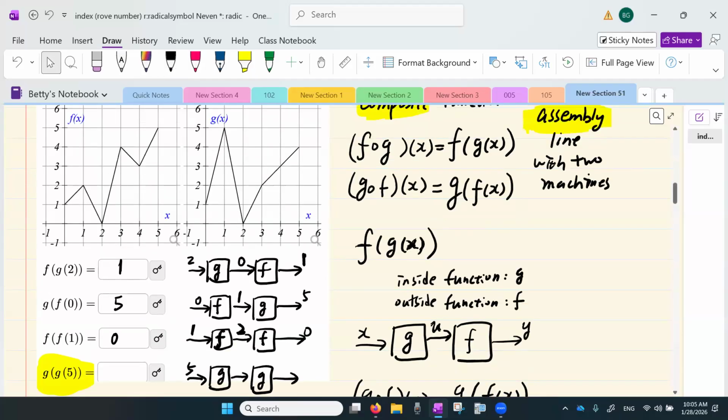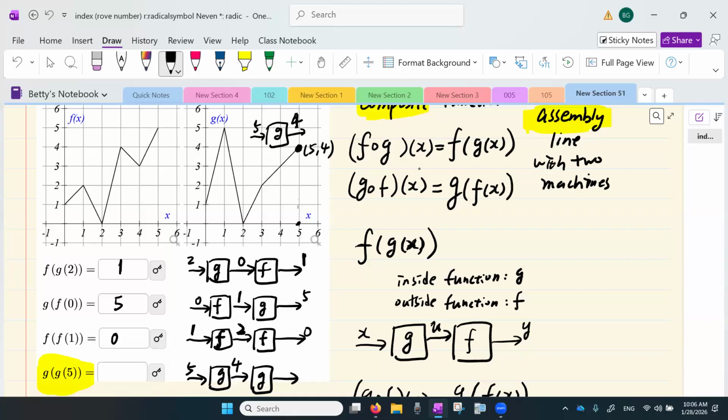Very good. So that means this time we do not need to look at F. We only need to look at G, right? So the first step, we want to know what's the semi product after we put the input in the machine. Input is 5. So we look at the 5 on the x-axis, and then trace up to this point. This point has a y value of 4. Do you see it? So that means when the input is 5, output is 4. So our semi product is 4.